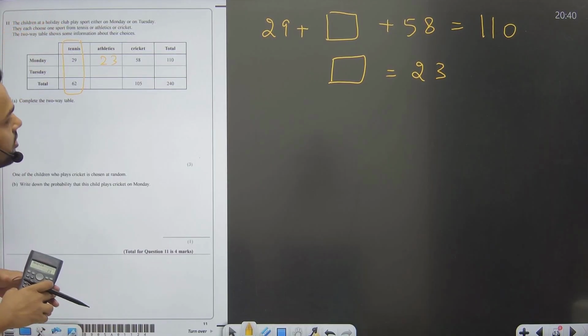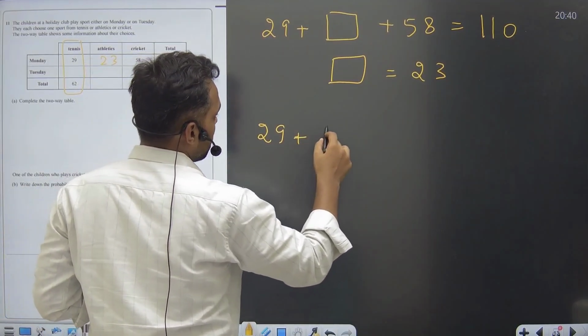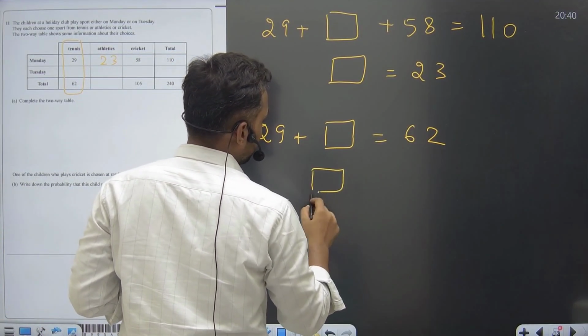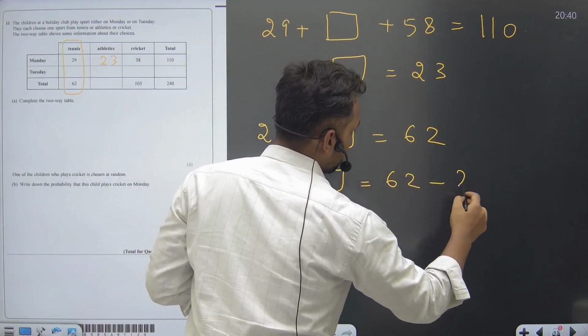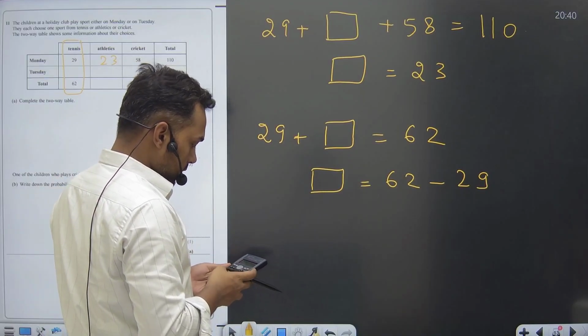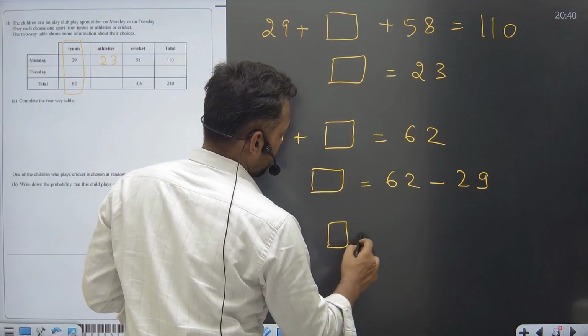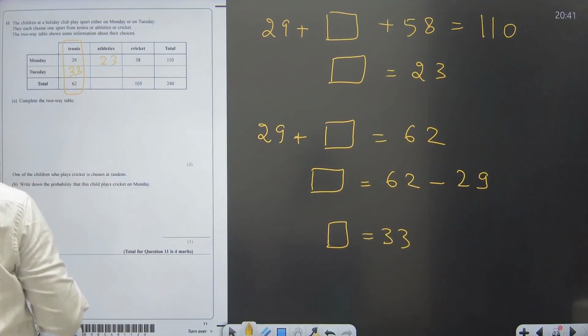For Tuesday it is missing. So again 29 plus box will be equal to 62. So box will be equal to 62, and 29 goes to the right hand side with a negative sign. So 62 minus 29 will be equal to 33. So box will be equal to 33. So here will be 33 students.